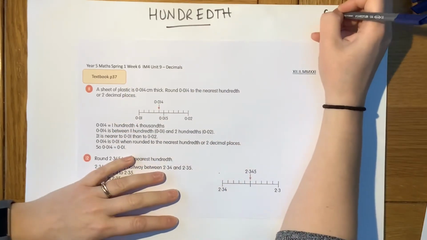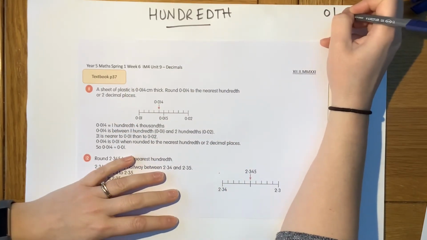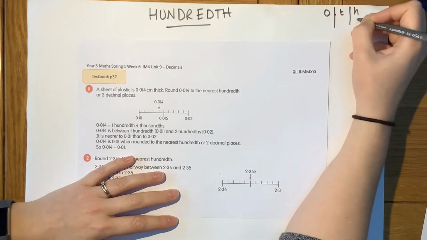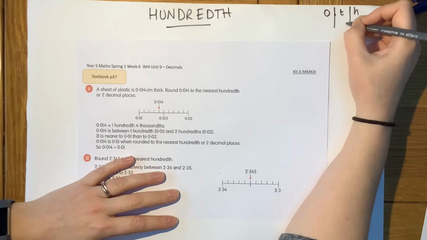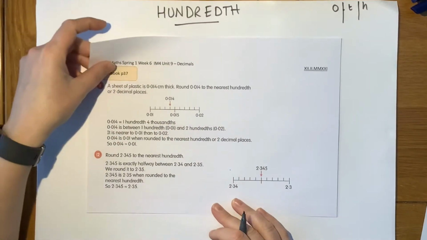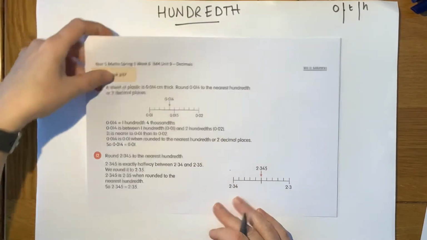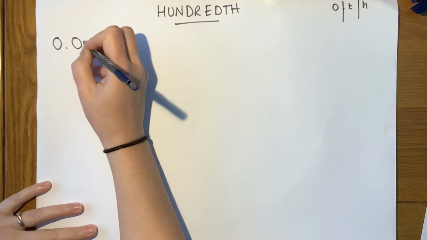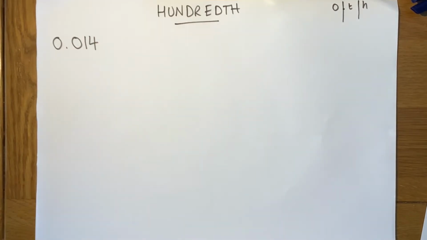Well, we've got wholes, ones, we've got tenths, and we've got hundredths. So it's the second digit after the decimal point. Okay, let's have a look at this one then. I'm just going to move this out the way so I can show you. The number we're looking at is 0.014. Okay, and we're rounding to 2 decimal places or to the nearest hundredth.